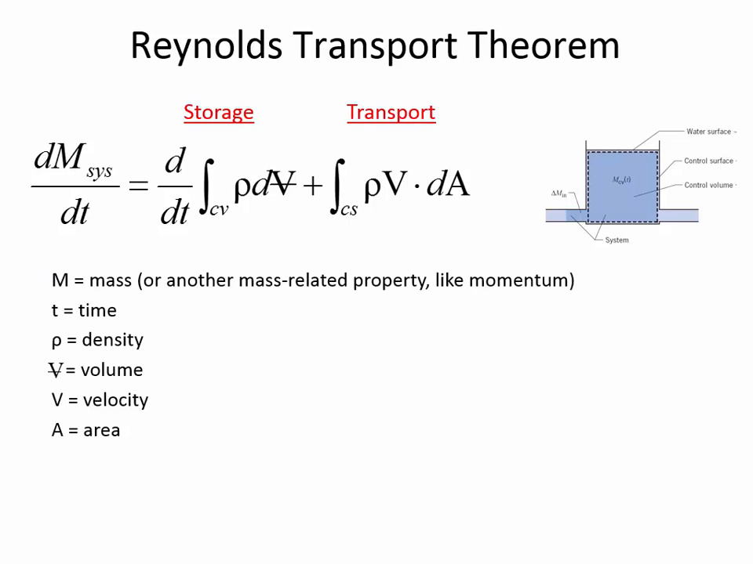So here are some variables we need to keep in mind. M is mass, density, volume, velocity, area. Okay.